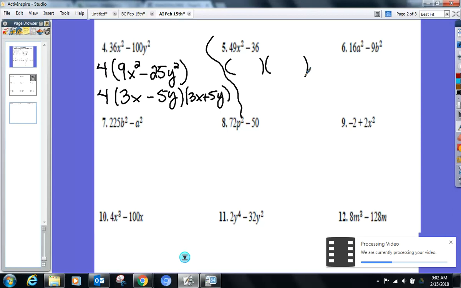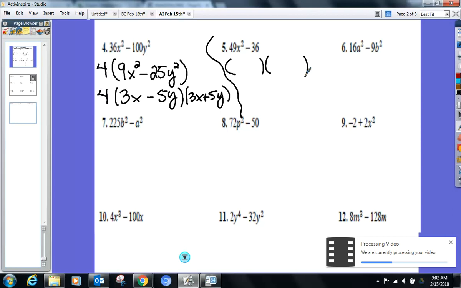All right, now we get into the tricky territory. 225b squared minus a squared. Any GCF? No. Some of you are wondering, 225, that's a little out of my league. I don't know if that's a perfect square or not, and I don't blame you. All right. First of all, how can I tell if it's a perfect square or not? Everyone ready for their calculators?